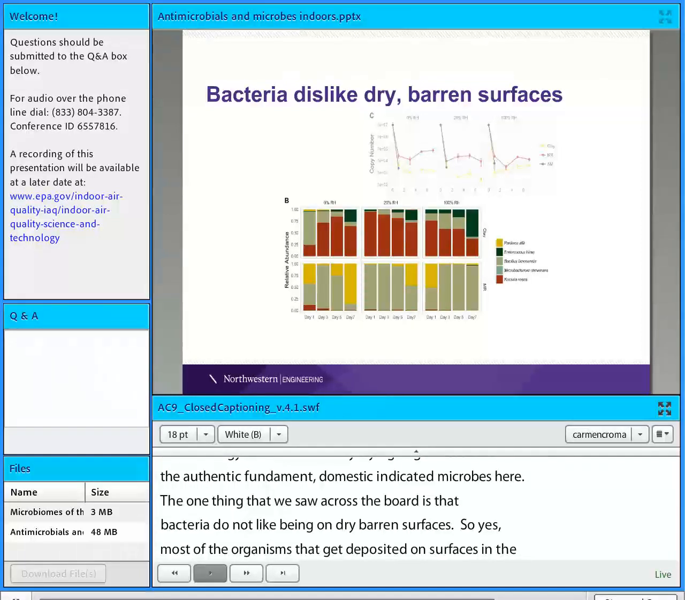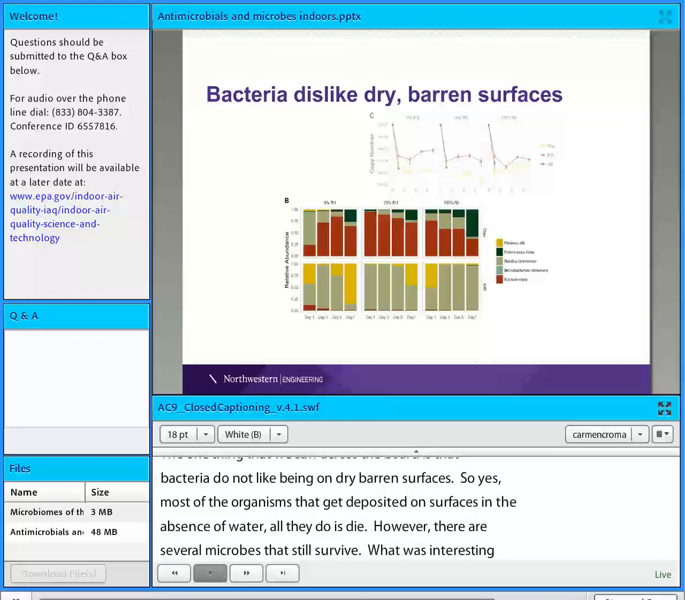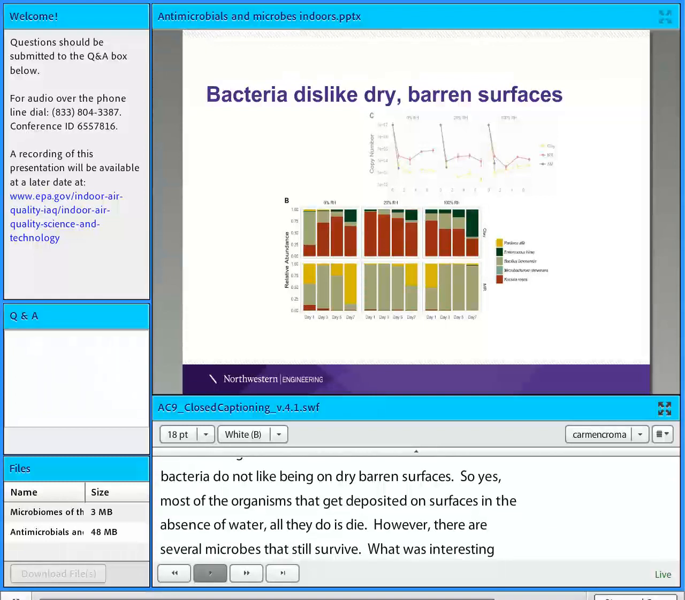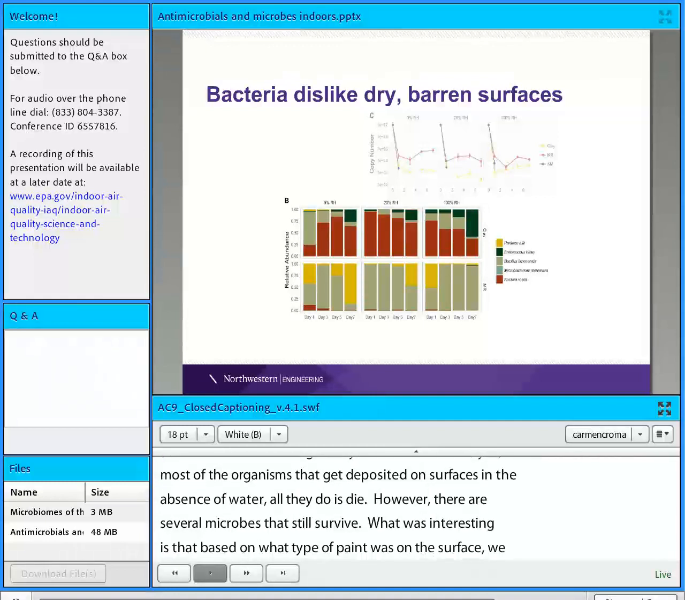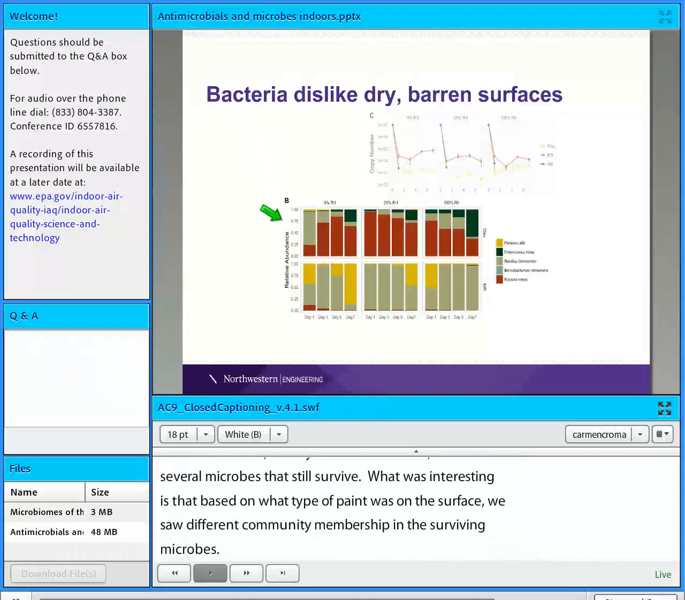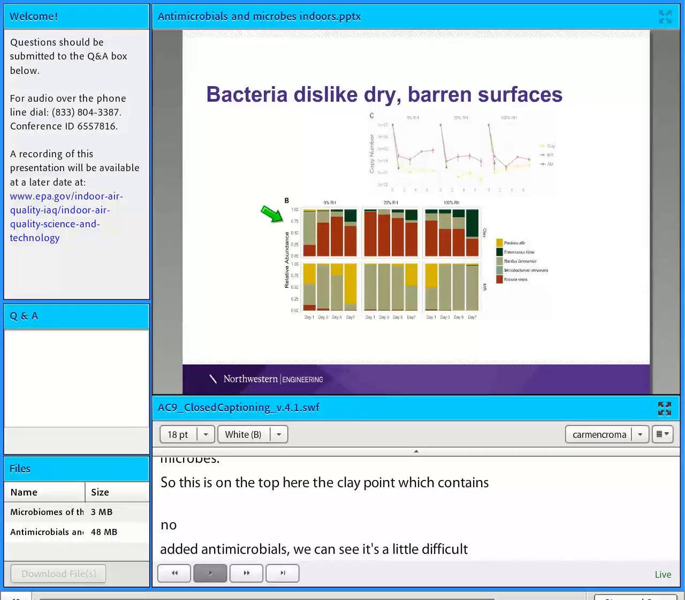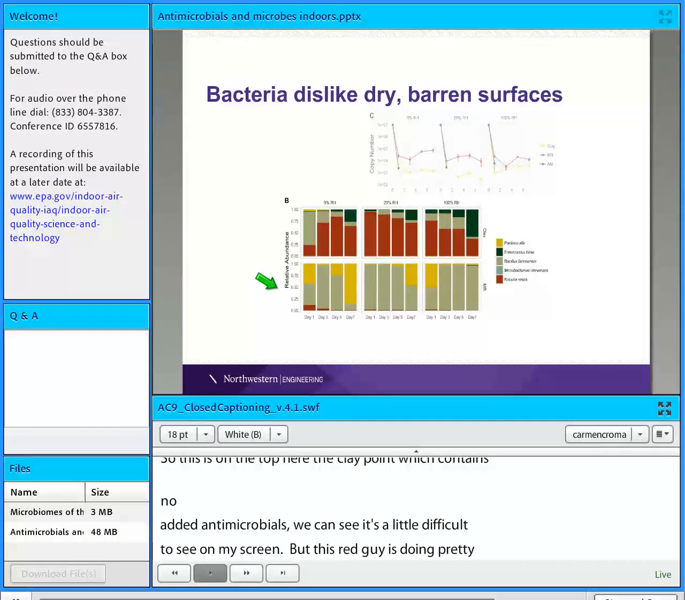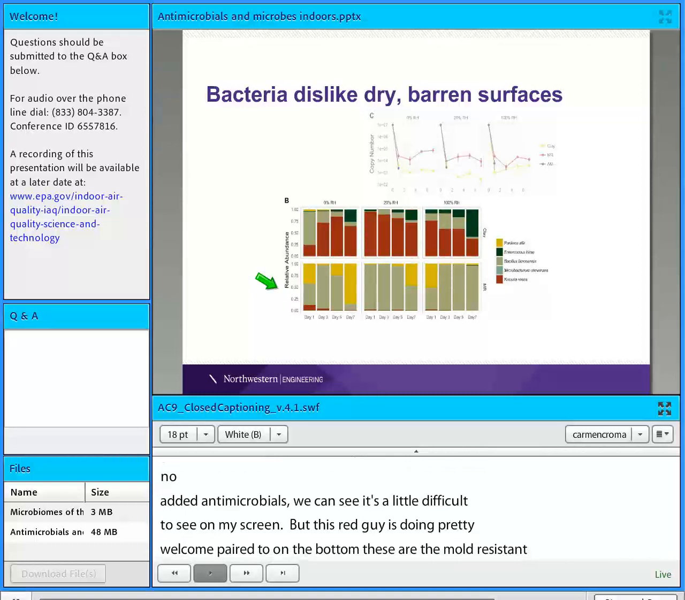However, there are several microbes that still survive, and what was interesting is that based on what type of paint was on the surface, we saw different community membership in the surviving microbes. So this is on the top here, the clay paints, which contain no added antimicrobials, and we can see, it's a little difficult to see here, at least on my screen, but Kocuria rosea is this red guy, doing pretty well compared to, on the bottom, these mold-resistant paints where we see more Bacillus thuringiensis and a little of this yellow guy, the Pantoea.